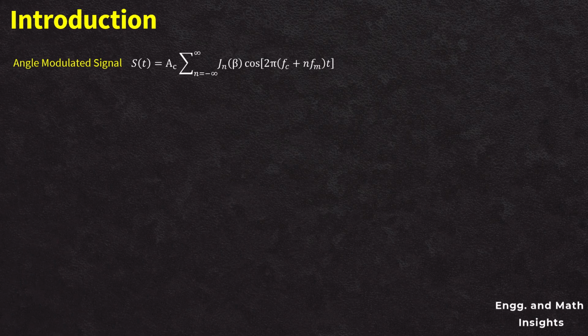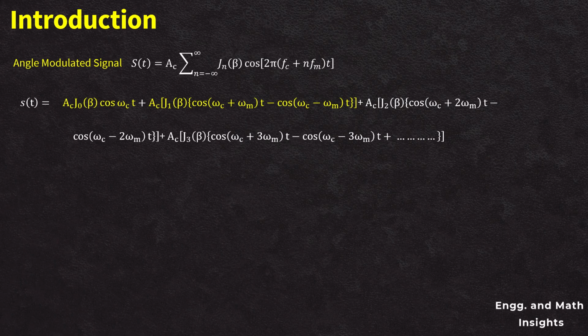Expanding the right hand side of the equation term by term, we note that s(t) = Ac J0(β) cos(ωc t) + Ac [J1(β) {cos(ωc + ωm)t − cos(ωc − ωm)t} + J2(β) {cos(ωc + 2ωm)t + cos(ωc − 2ωm)t} + J3(β) {cos(ωc + 3ωm)t − cos(ωc − 3ωm)t}] plus an infinite number of such terms.